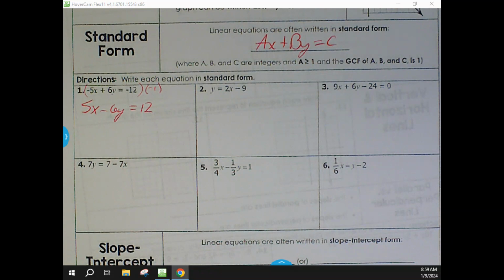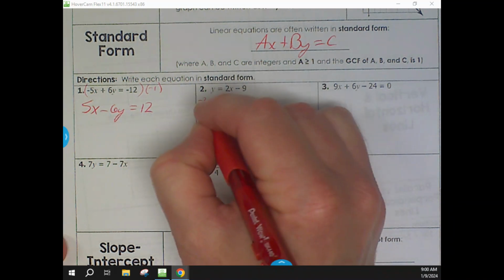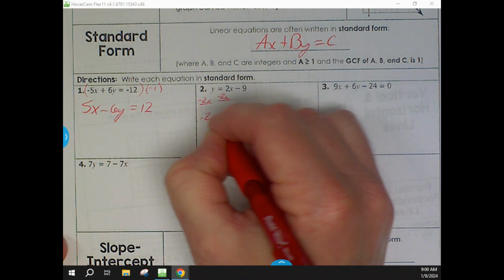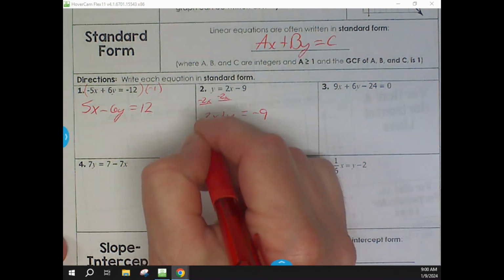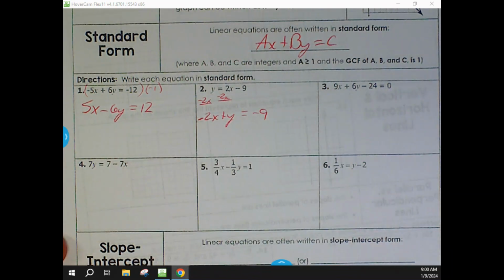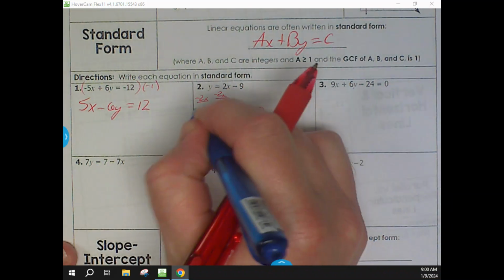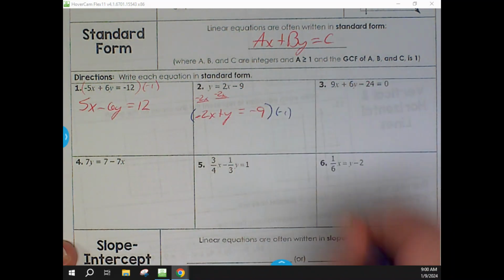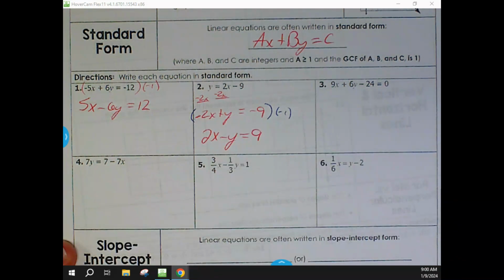All right, number 2. And again, all we're doing in this case is getting the x's and the y's basically all on the same side. So with number 2, we've got this 2x over here. We need to take it from the right side and move it over to the left side. All right. And again, sometimes in Math Excel, you can leave it like that and it's okay. But if we're going to get technical about it, in that case, they want that first term to be positive. So then we'll take everything here and multiply it by negative 1. So we've got 2x minus y equals 9.